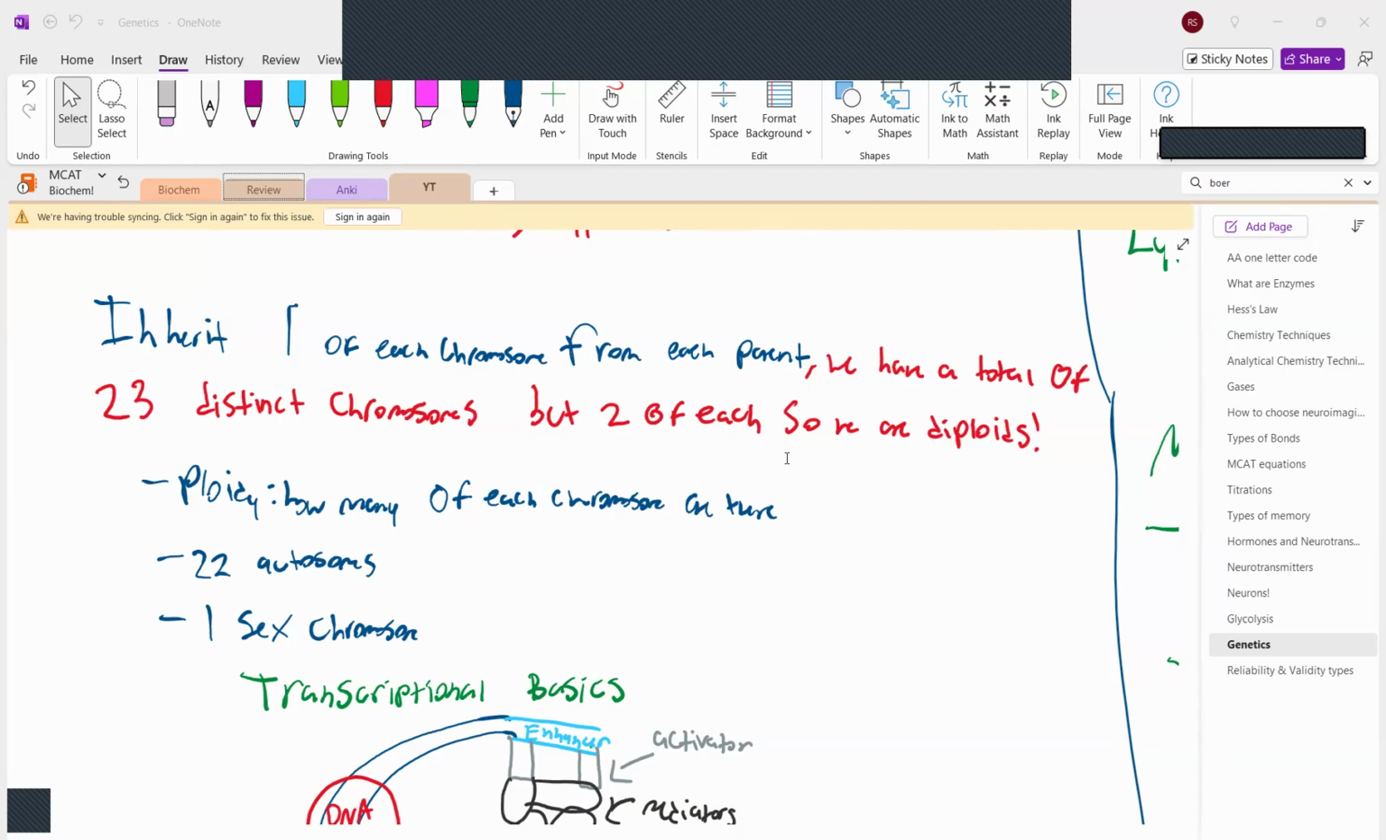So we have 22 autosomes, which are the non-sex chromosomes. That's how I like to think about it. And then we receive two sex chromosomes from our parents, which determine our biological sex. X and X will be female, and X and Y will be male. The Y chromosome typically does not carry a bunch of genetic information, whereas the X chromosome, if it's two X's, a lot of the time there will be X inactivation, which means that one chromosome will get turned off early on in development.